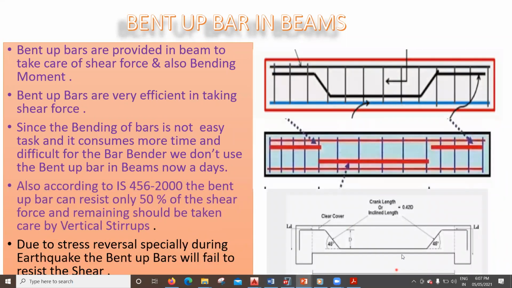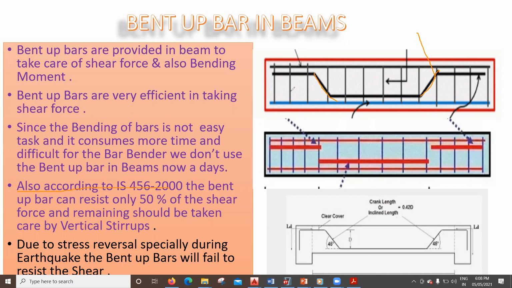Let me make use of the pen. Why is it called a bent up bar? Because this portion, you can see, is bent, this much is bent, hence these are called bent up bars. According to the Indian standard IS 456-2000, the bent up bar can resist only 50% of the shear force and the remaining should be taken by the vertical stirrups.